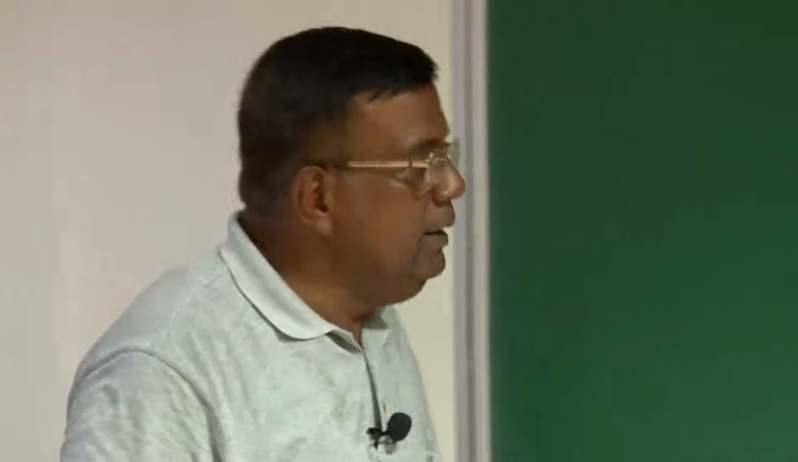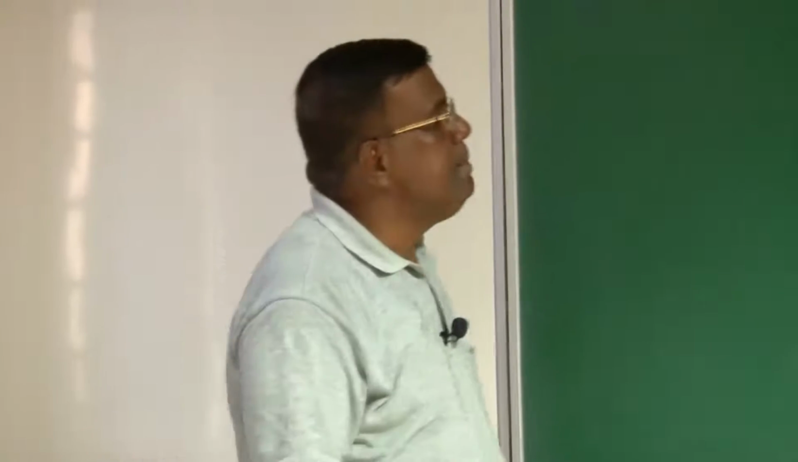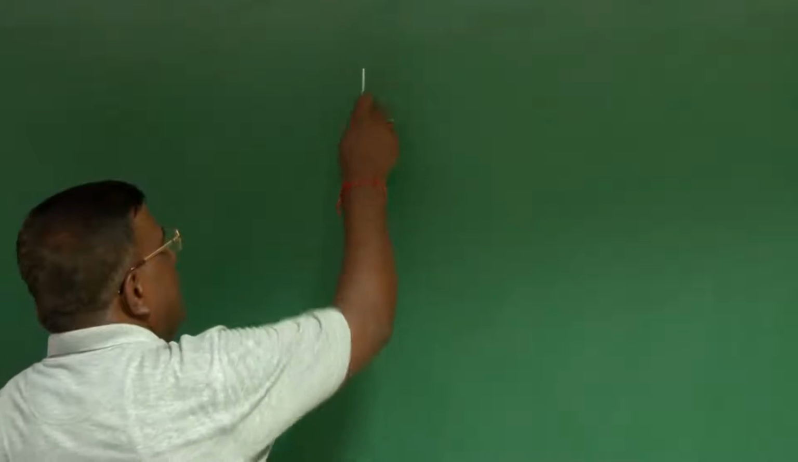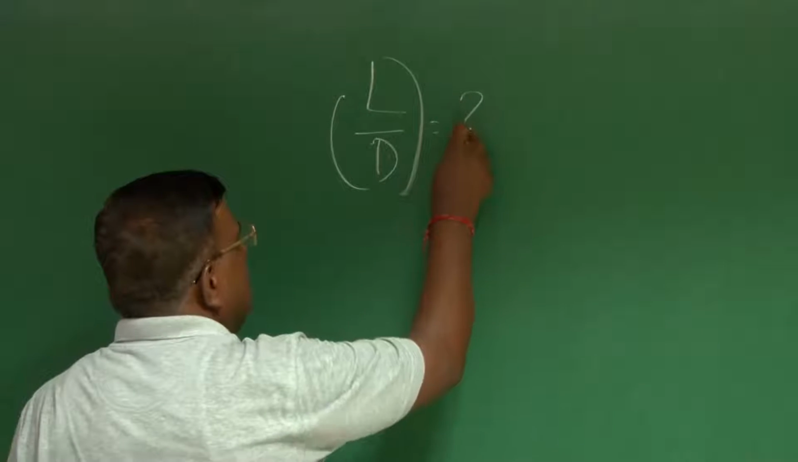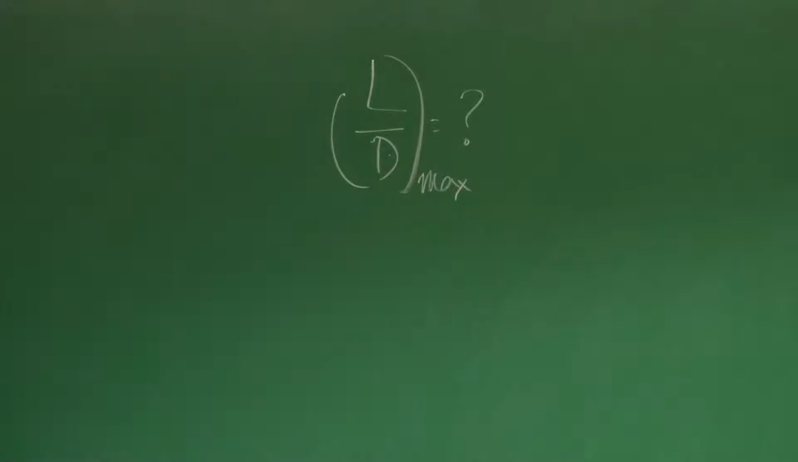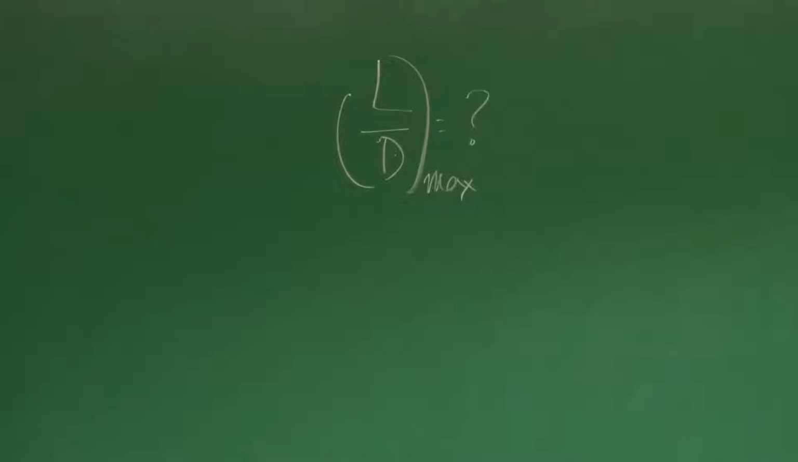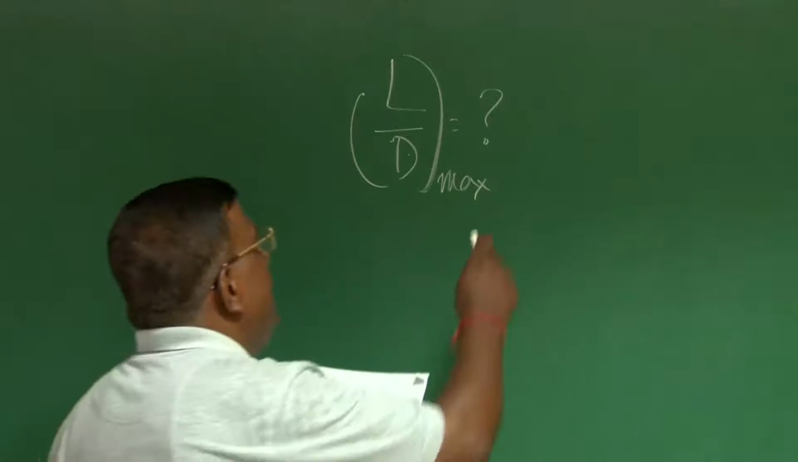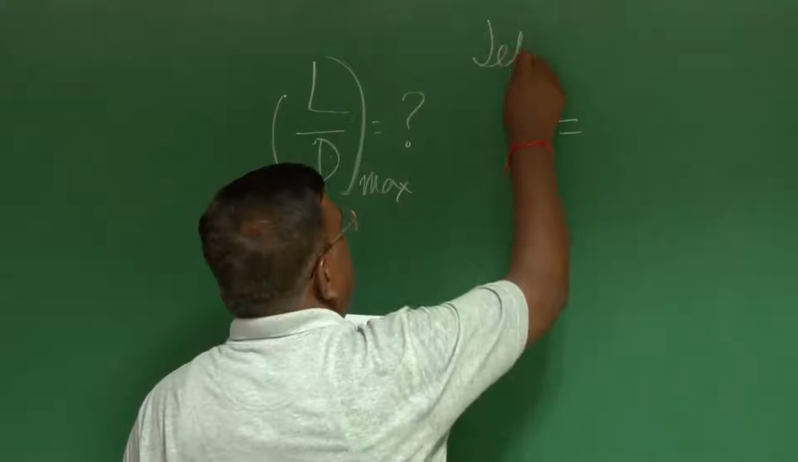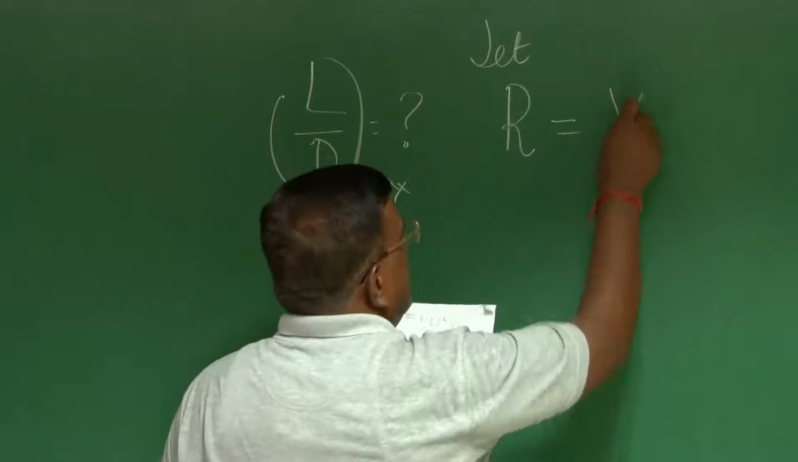Good afternoon, friends. In the last class, I left an exercise for you. And what was that? Remember, we are trying to look for what L by D, or in fact L by D max, I should select at the initial stage of the design, which should meet our design requirement. And in that, we have talked about range and endurance. And we left this exercise for you, and I hope you have done it.